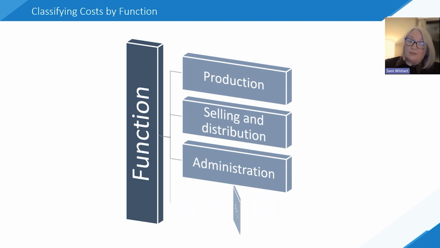Production costs are incurred during the production of a product or a service. Any other non-production costs can be split between selling and distribution, administration and finance. Some businesses may have other categories depending on their type and size, but these tend to be the main ones.